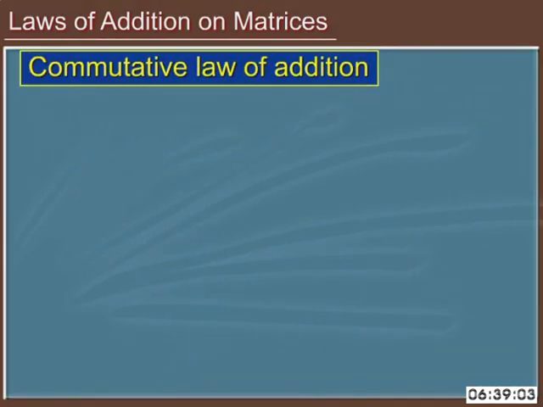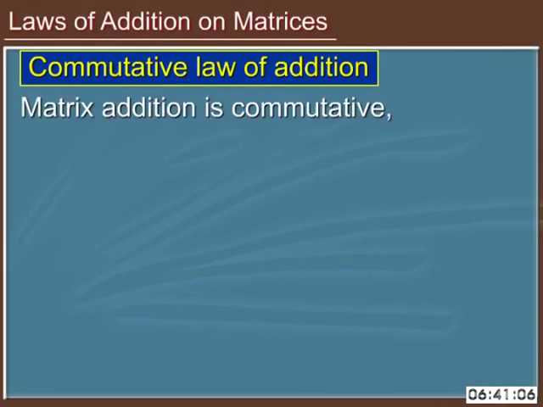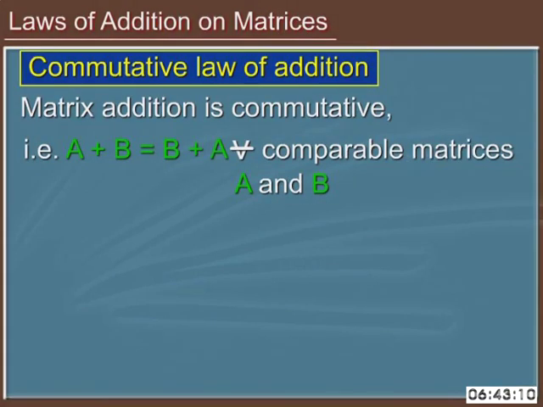Now, laws of addition on matrices. Commutative law of addition. Matrix addition is commutative, that is, A plus B is equal to B plus A for all comparable matrices A and B.